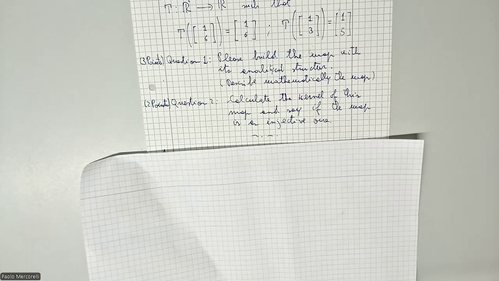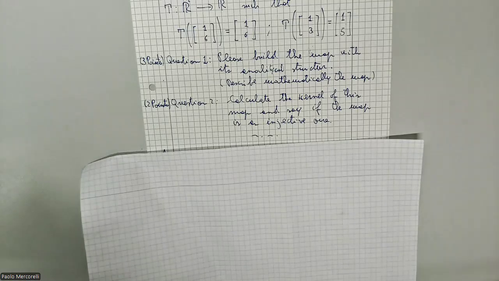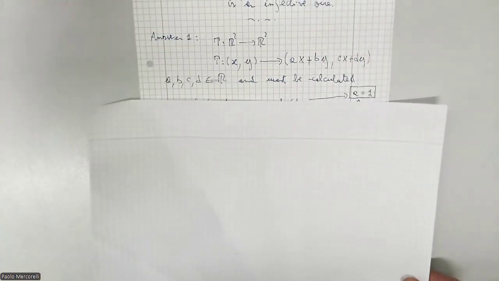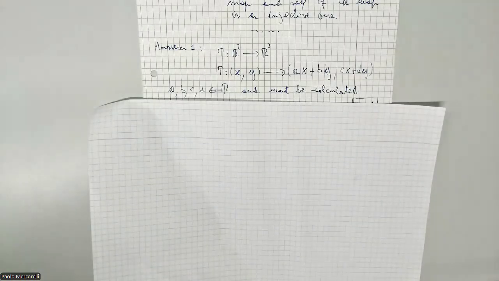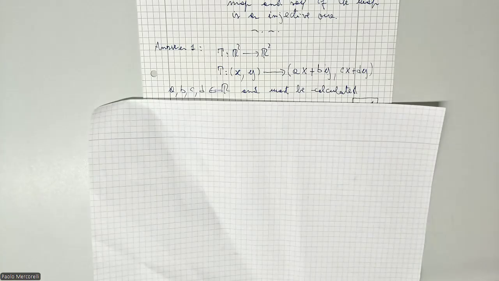Okay, let me start answering question number 1. Look, it is the transformation, as I told you, from R^2 to R^2. And in general, this transformation can be written in this form. T of what? Parenthesis x, comma, y, parenthesis. This means everything in the plane xy.